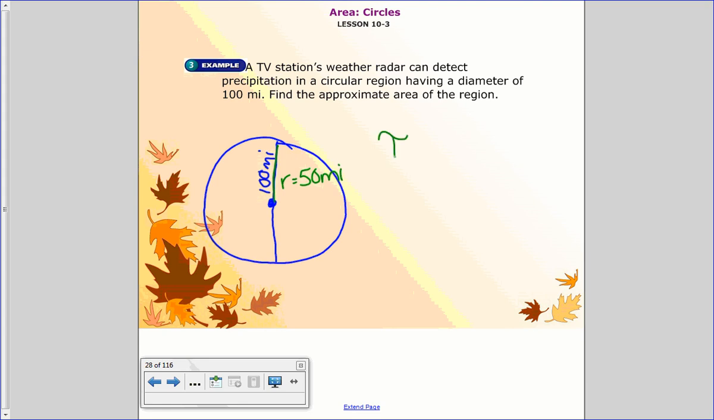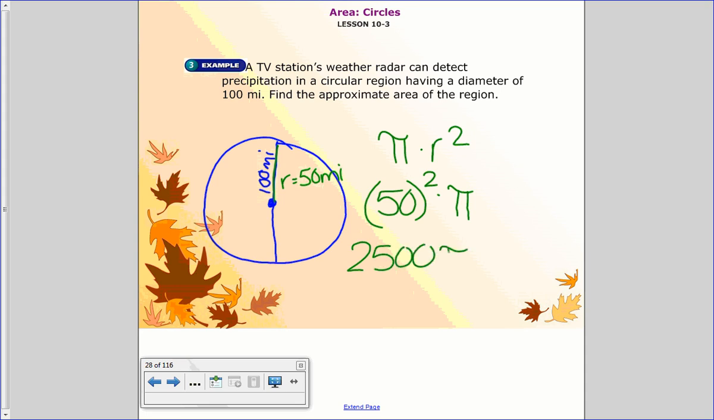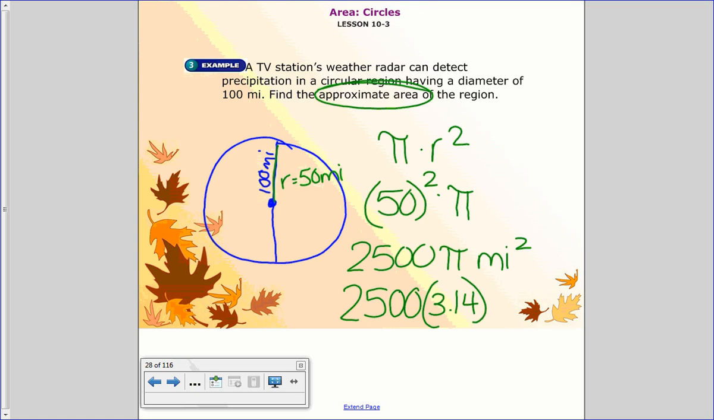Now I can go ahead and put in my formula, pi times radius squared, with the radius being 50, times pi. So 50 squared is 2,500 pi miles squared. Now, if they wanted the exact, we would stop right here. But this time it says the approximate area. So what I end up doing is multiplying this 2,500 by the approximate of pi, which is 3.14.